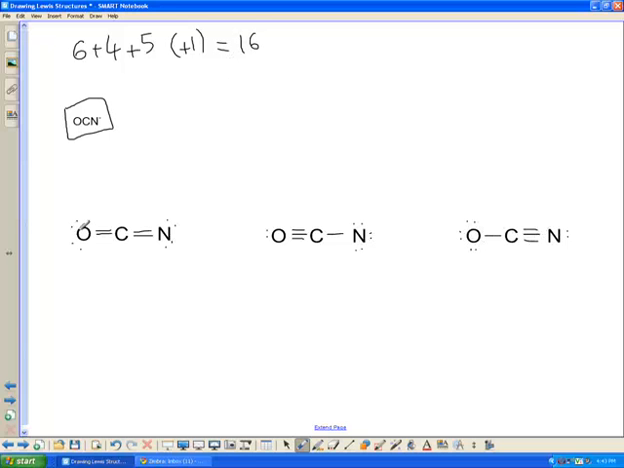16 valence electrons, so 2, 4, 6, 8, 10, 12, 14, 16.